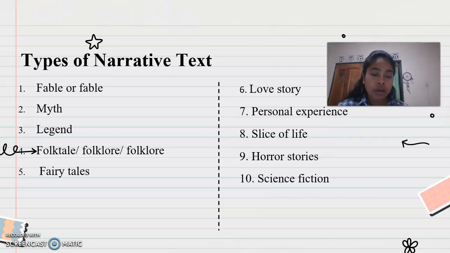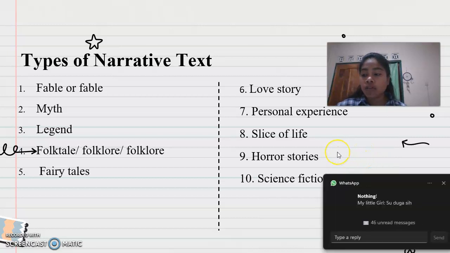Sixth is love story. A love story, or we can say it's romance, is a story that tells generally the love struggle of the main character or about the love story of the character. For example, Romeo and Juliet. Seventh is personal experience. Personal experience is a narrative text that contains the author's personal experience.